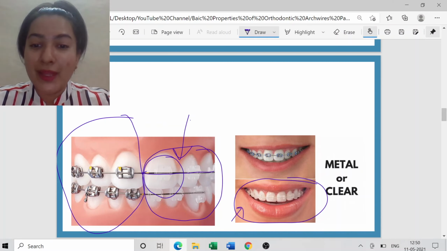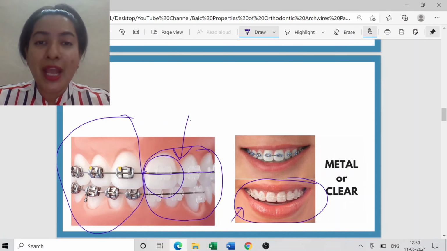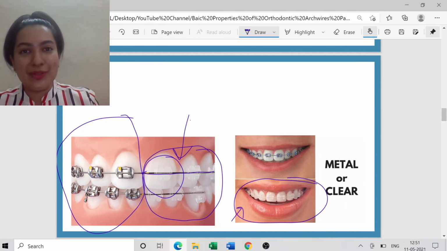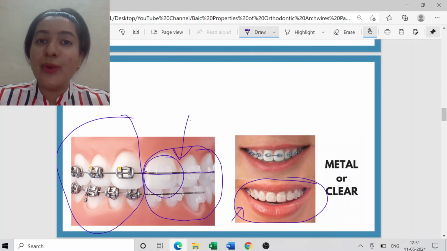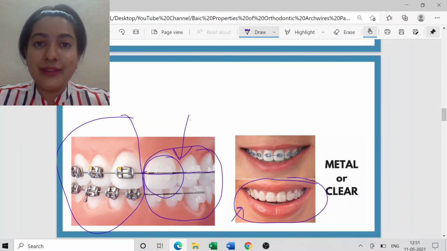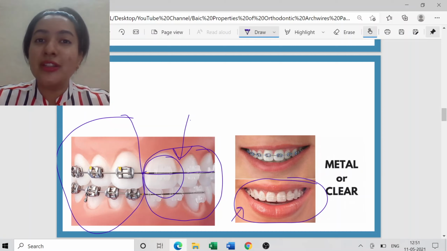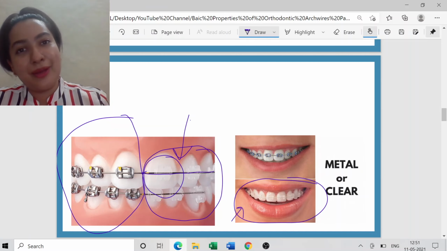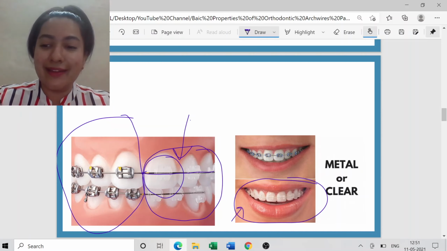The answer is no, because although brackets are there, wire is there, the entire assembly is there, the aesthetic quotient has increased. So this is also basically one property of archwire, where there is a change in content, a change in color, so that it becomes more aesthetic. Okay, so this was all about aesthetics.